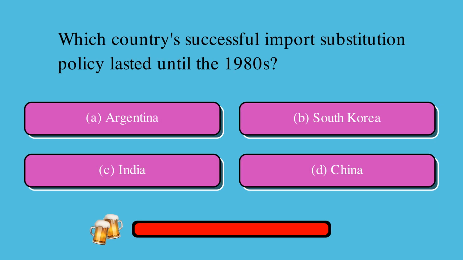Which country's successful import substitution policy lasted until the 1980s? Is it A, Argentina, B, South Korea, C, India, or D, China? The correct answer is C, India.